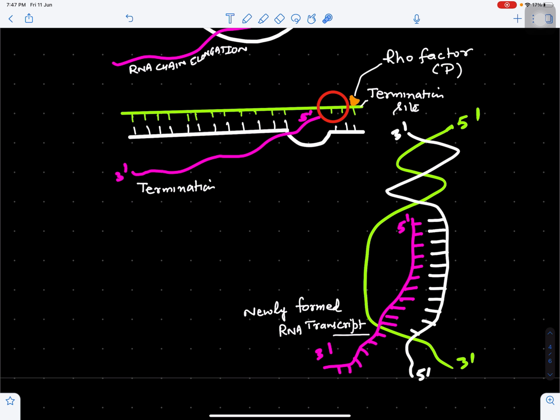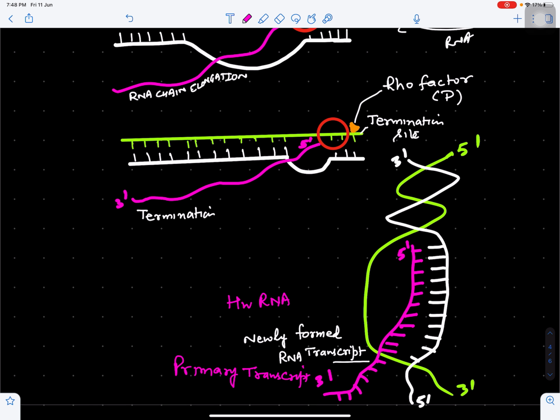So we can also see in this figure, this is the unwound part of the DNA, and this is the sequence. Opposite to that, this RNA transcript has been produced. Now if the template strand is from 3' to 5', this RNA transcript is from 5' to 3'. This is also called the newly formed RNA transcript. This is also called hnRNA, or we can also call it the primary transcript. This is all about the mechanism of transcription.